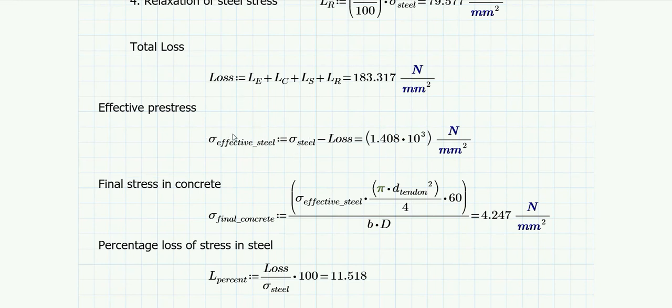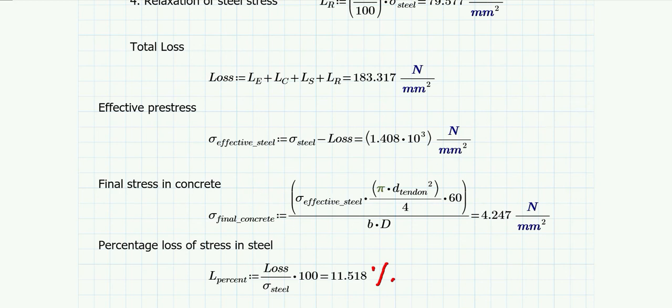Now the effective pre-stress. If you find out what is the effective pre-stress in steel, then initial stress in steel minus the loss, it becomes 1.408 into 10 to the power 3 Newton per mm square. And the final stress in concrete: this is the effective stress in steel into the area of the steel, then it becomes the effective force in the steel, divided by the area of the concrete. It will be P by A, which will give you the final stress in concrete, which becomes 4.249. And the percentage loss of stress in steel becomes loss by the stress in steel into 100, which becomes 11.518 percent. Okay, so this is how you can calculate.